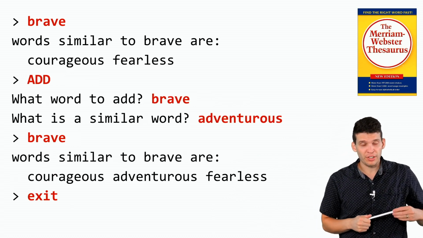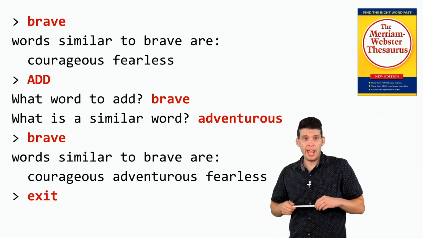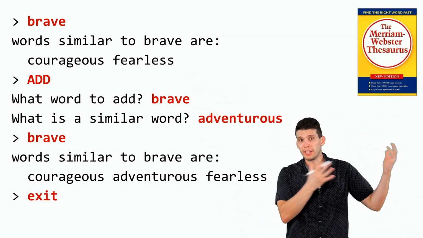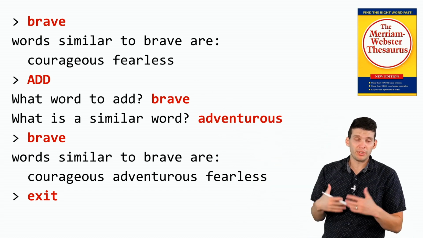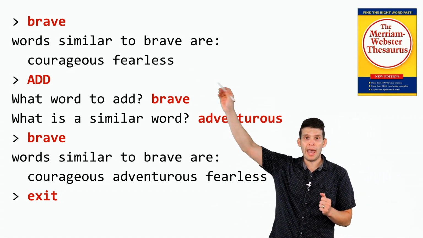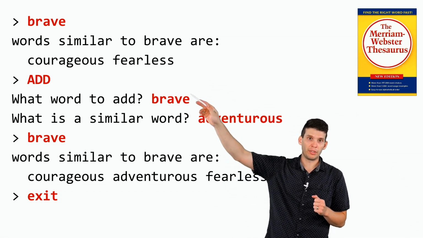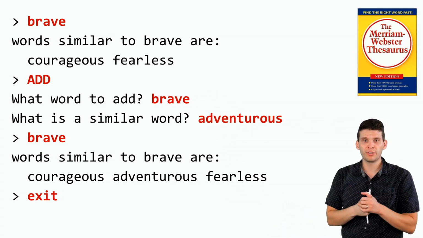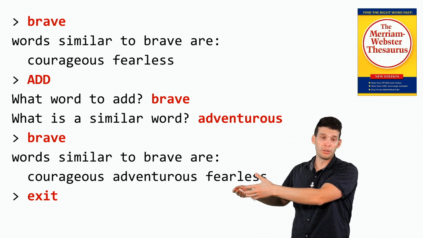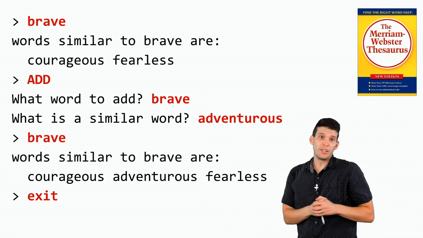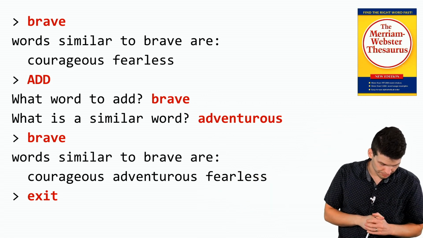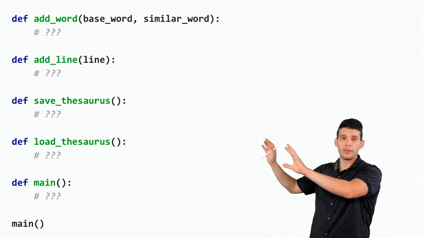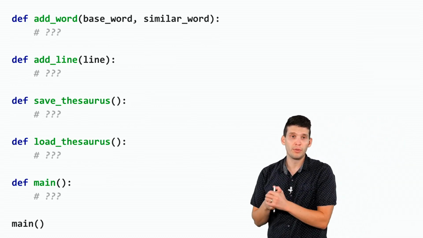And another thing is it should be able to have a feature where we can add. So for example, if you ask for the word similar to brave and it gives you those two, maybe you see one that's missing, you can type add, and you can say, I want to add a similar word for brave, and that word should be, in this case, adventurous. And then if you ask for similar words for brave again, adventurous should show up. So those are the features, and these are the functions that we're going to want for this implementation.